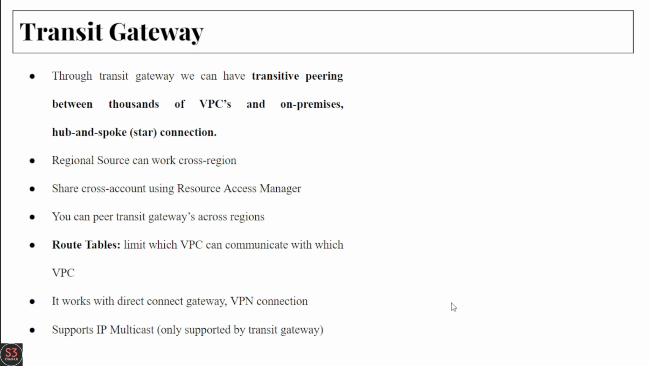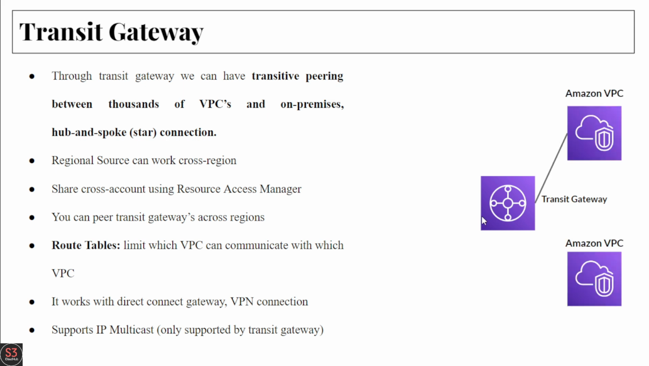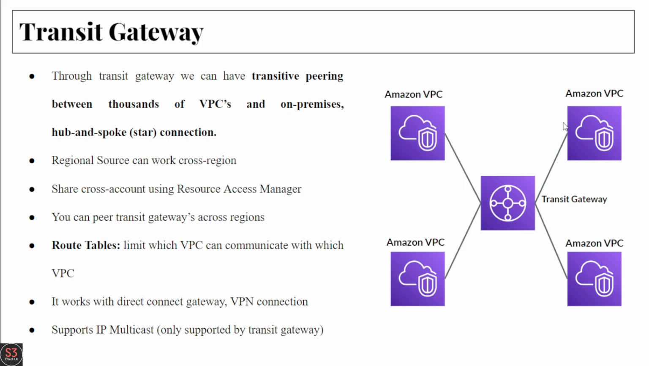So now let's see what a transit gateway is. Through the transit gateway, we can have transitive peering connections between thousands of VPCs and on-premises in a hub and spoke star connection. To be more clear, we need to see a diagram. So here we have a transit gateway and we are going to connect thousands of VPCs through it. Here are the VPCs, and we connect all the VPCs through the transit gateway. There are 4 VPCs here, and all 4 are connected through the transit gateway.